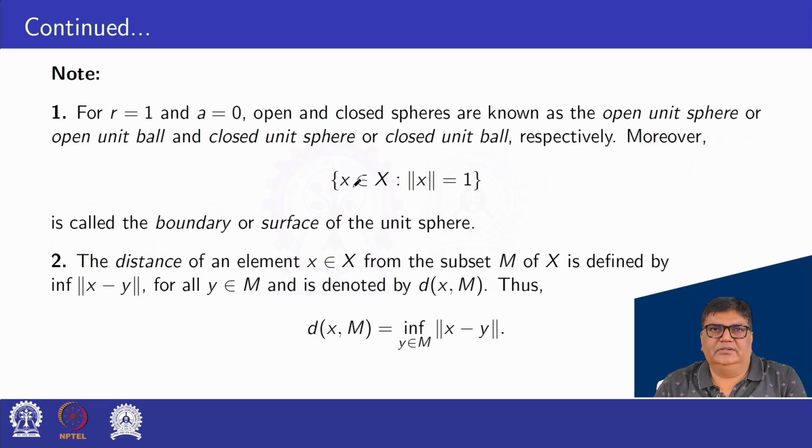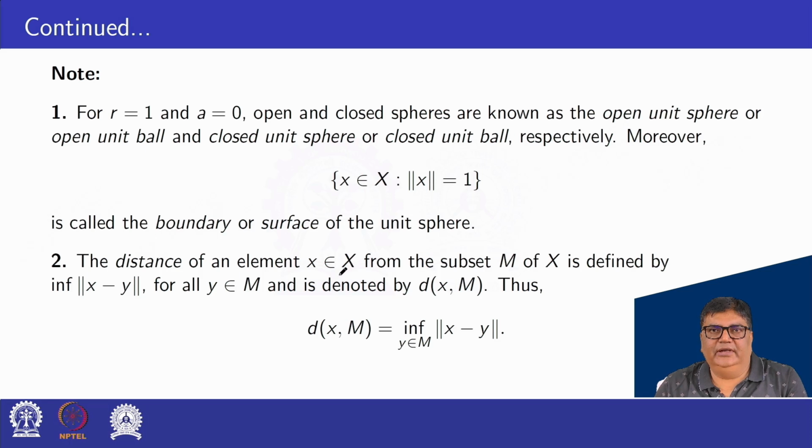Moreover, the set of x belonging to X such that norm x is equal to 1 is called the boundary or surface of the unit sphere. The distance of an element x belonging to X from the subset M of X is defined by the infimum of norm x minus y for all y belonging to M, and it is denoted by d(x,M). Thus, d(x,M) is equal to the infimum over y belonging to M of norm x minus y, where y is an element of M and x is an element of X.